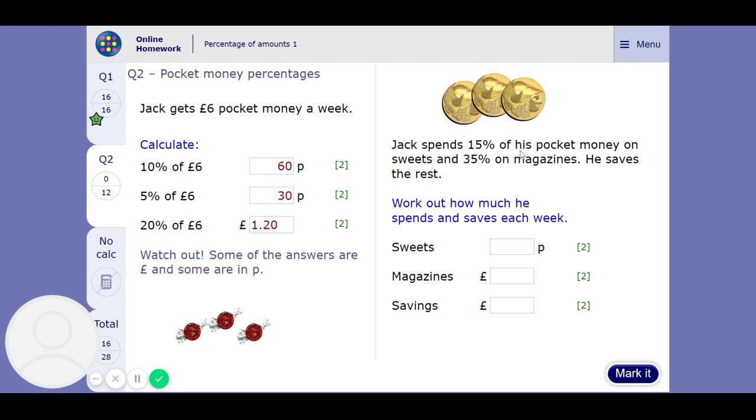Right, Jack spends 15% of his pocket money on sweets, 35% on magazines. He saves the rest. So we've got to figure out how much he spends. We can use over here our figures. So 15% is the 10 and the 5%. That makes 90 pence. 35%, well, that's going to be 20, 10, and 5. That's all of those three added together. So 60p plus 30p plus £1.20. That's £2.10. And then savings, well, it's whatever's left.